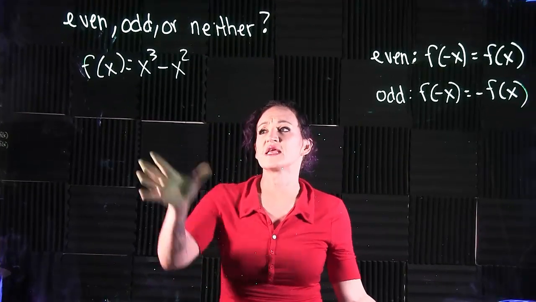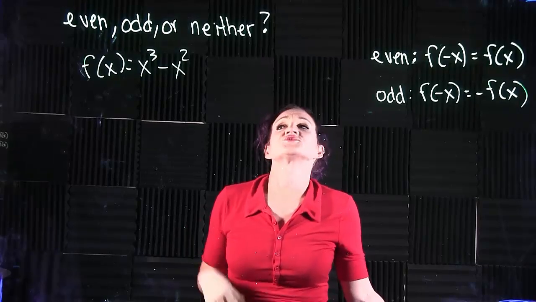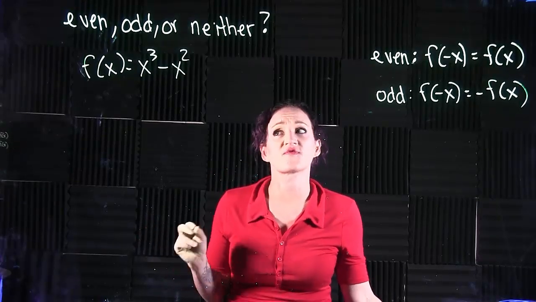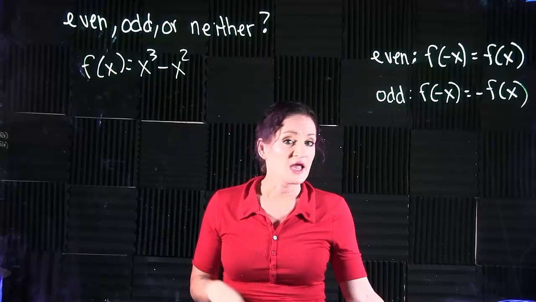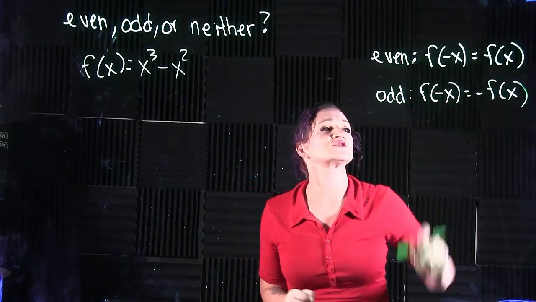In this problem, we're going to determine: is the given function even, odd, or neither? So there is a test that we need to check for even. There's a test for odd. If it doesn't fit either one of those, then it's a neither case. So the test for even is right over here.